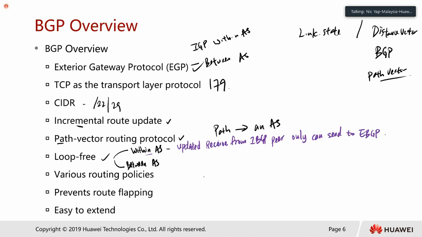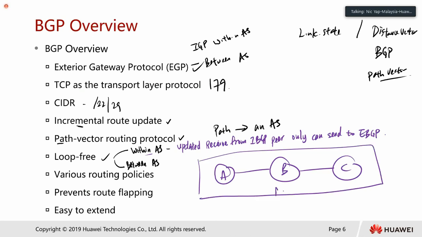Let's say I have an environment like this: router A, router B, router C. They belong to one AS. I have an eBGP connected to me, and traffic is coming in. Whichever routes I learn from eBGP, I can send to my iBGP. And this principle now refers to this: when I receive an update from the iBGP, I cannot send it to the next iBGP. I can only send to the eBGP.